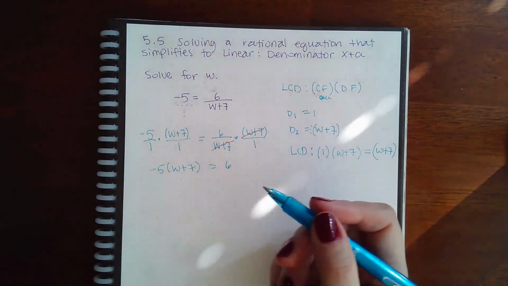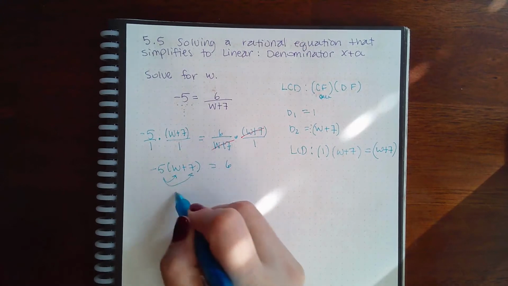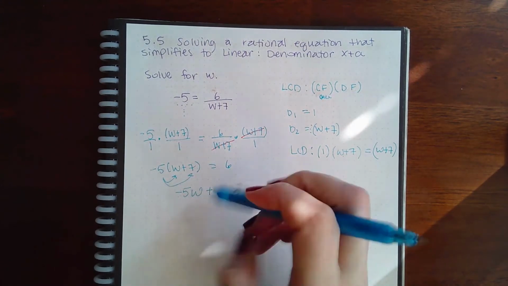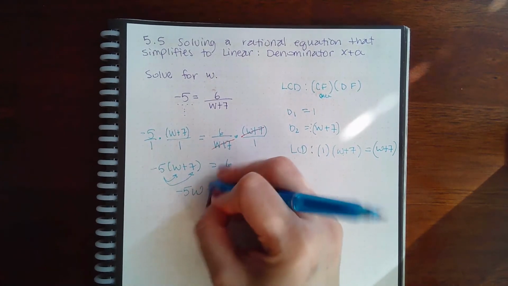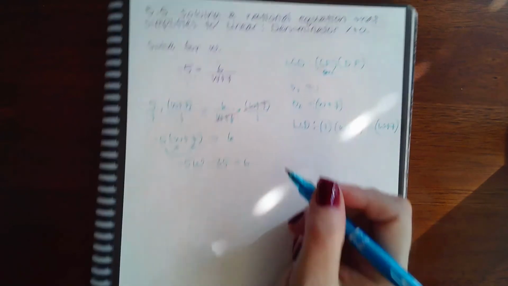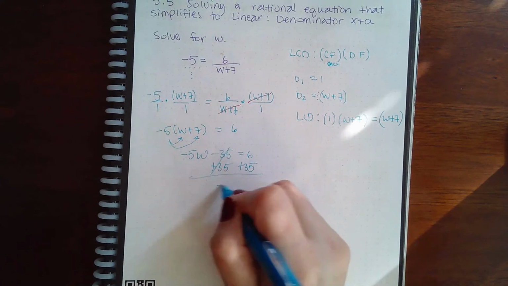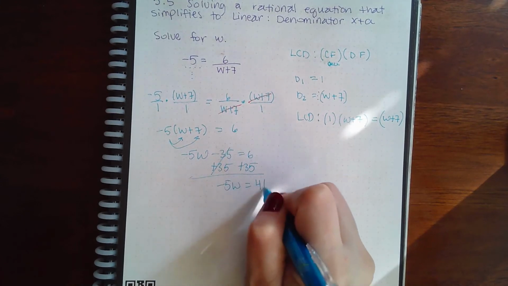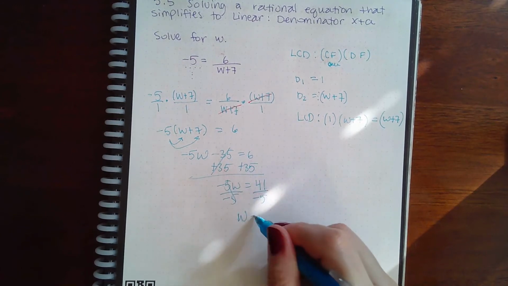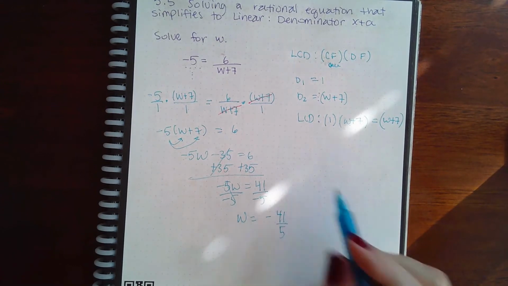And then how do you solve this resulting equation? The first thing I would have to do is distribute, getting the equation negative 5w minus 35 equal to 6, and then add over my 35, and I get negative 5w equal to 41, and then divide by the coefficient, negative 5. We get w equals, this does not simplify, so it's just negative 41 over 5.